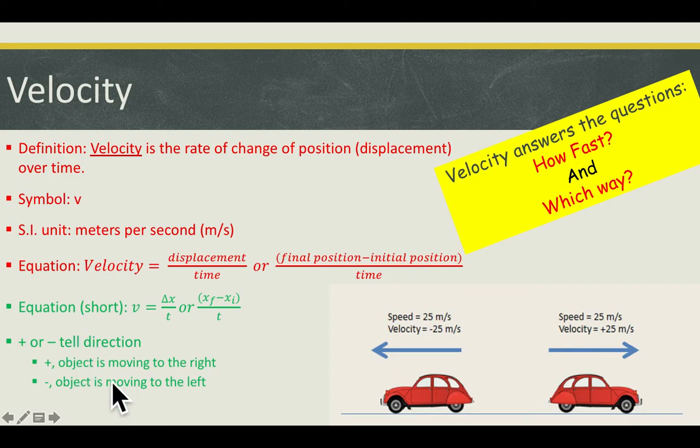Keep in mind as well that when we find a velocity, we do know positive and negative direction. We know the direction of motion. So when velocity is positive, the object moves toward the right. Here's a car that moves toward the right with a positive velocity. When the velocity is negative, then we know the object is moving toward the left. So that shows it here with a negative 25 meters per second. Velocity answers two questions. Velocity answers the questions how fast and which way, because it's a vector.